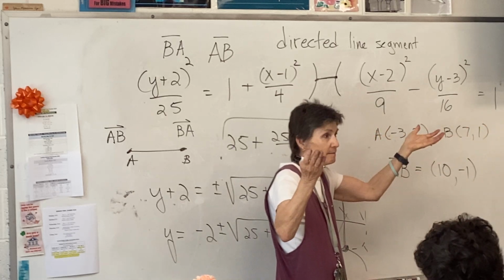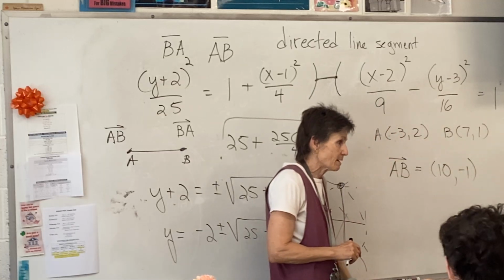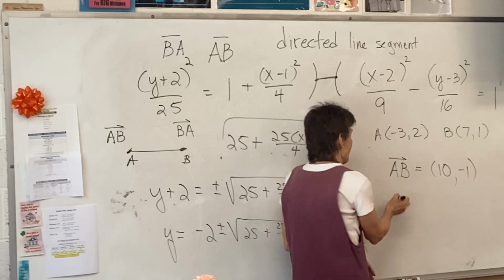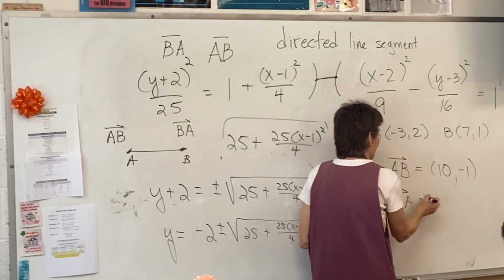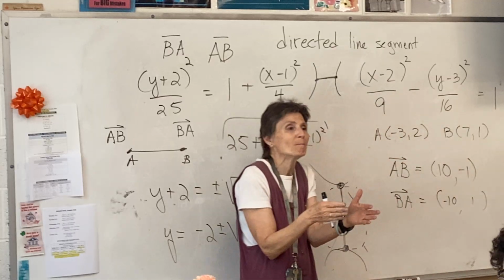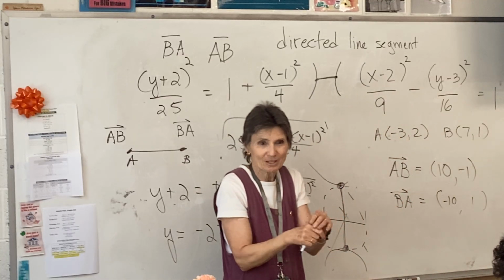All right, so A to B, we went from -3 to 7, very simple, that's 10 steps on the number line. And 2 to 1, that is -1, so those are the coordinates of that vector. What would BA be? -10, +1. It's the same number of steps, just going in the other direction, right?